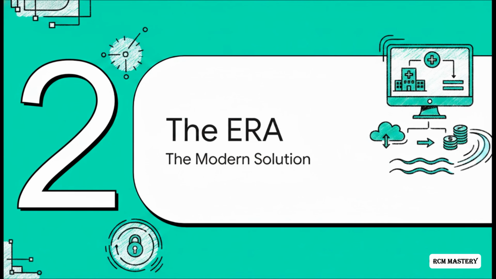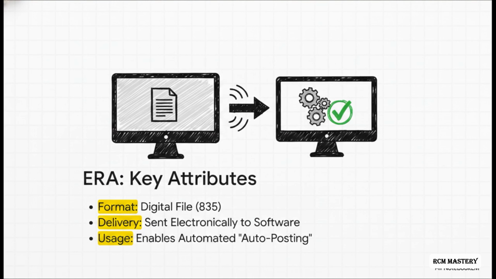Now, let's switch gears and look at its modern counterpart, the ERA, or Electronic Remittance Advice. This is the digital solution that has totally streamlined the entire process. So, unlike that paper EOB, an ERA is a digital file. To be specific, it's called an 835 file. It isn't mailed, of course. It's sent electronically directly from the payer's system into the provider's practice management software. And its biggest advantage, the thing that makes it so great, is that it enables auto-posting, where the software just reads the file and posts all the payment details automatically.